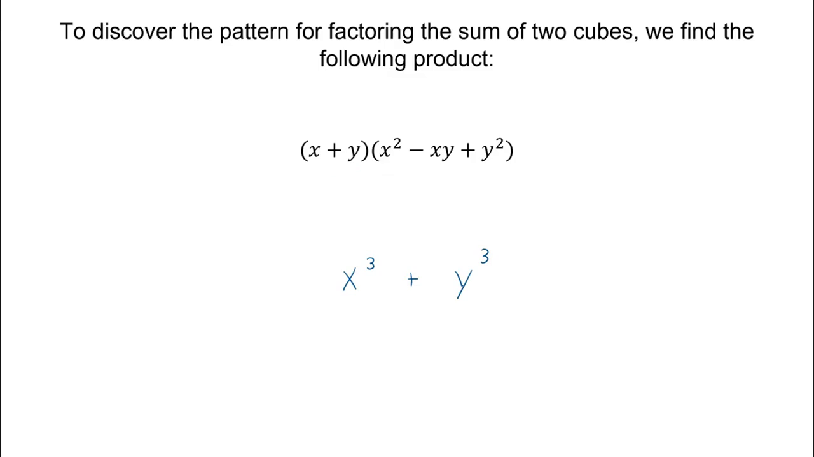So now let's talk about how to get the two terms in the binomial factor. In this case, the x and the y. The first term in the binomial factor will always be the cube root of the first term in the sum or difference of cubes. So the first term here in the binomial is x because x is the cube root of x to the third.